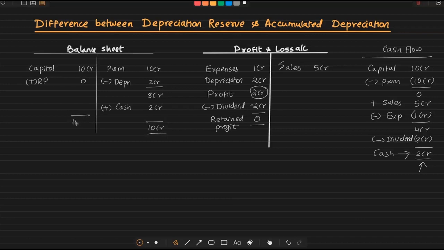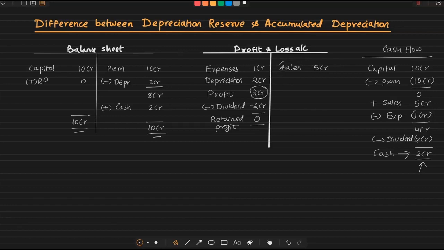10 both sides. Balance sheet tallies. Now observe this very carefully. If I just concluded that profit is 4 crore by comparing the sales and expenses, 5 minus 1, I would have had the profit as 4 crore.